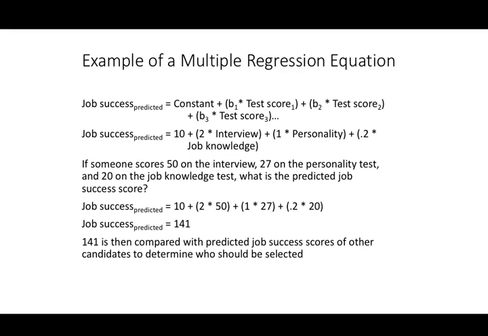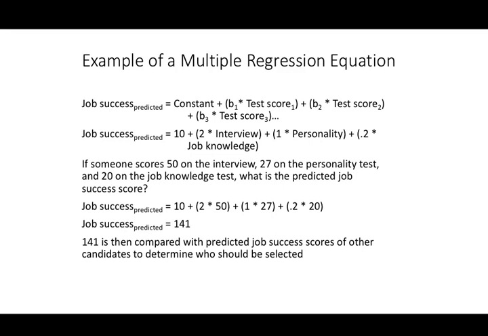If someone scores a 50 on the interview, you would plug that 50 in for the interview score, and you would have within those parentheses 50 times 2, right? So that we know that would be 100. If they scored 27 on the personality test, again, we would take that 27, plug it into the personality score, and we have 27 times 1, which is 27. And then we would have the 20 on the job knowledge test. Again, plug that into the formula, and you'd have 20 times 0.2 within the parentheses. And in the end, if you did the math out there, you would end up with 141.